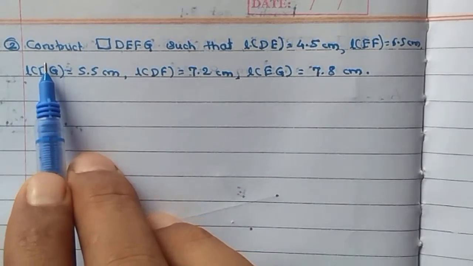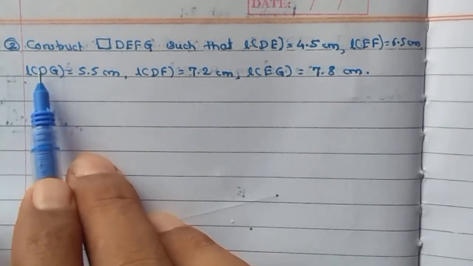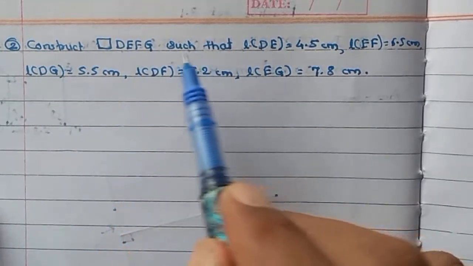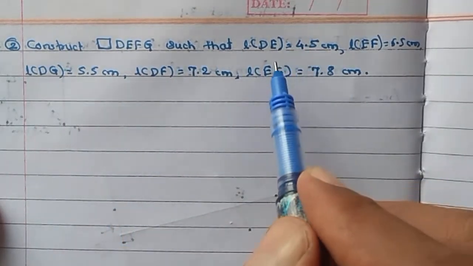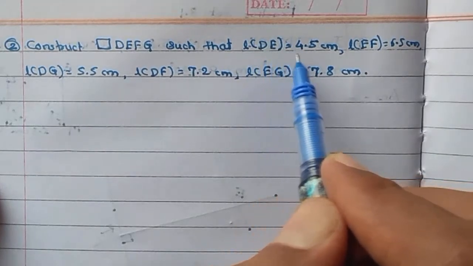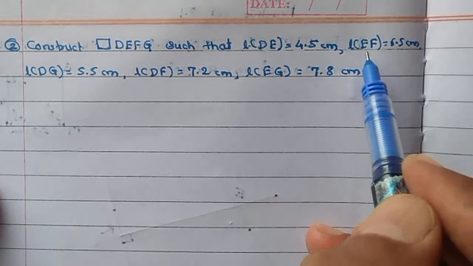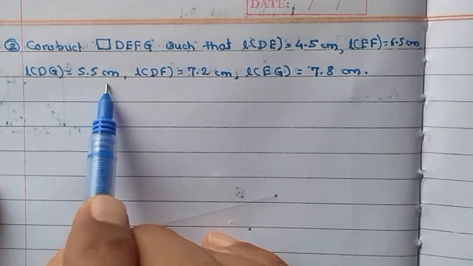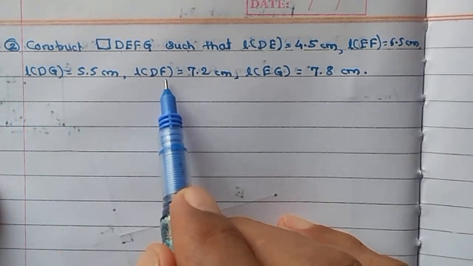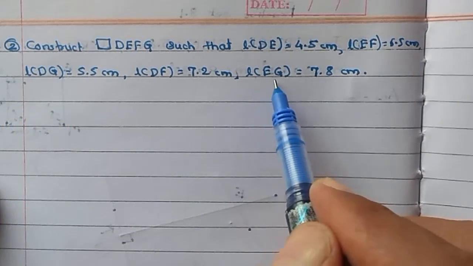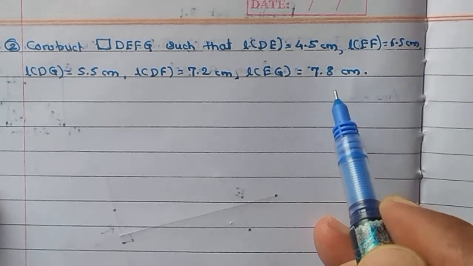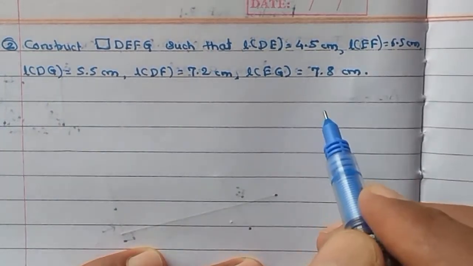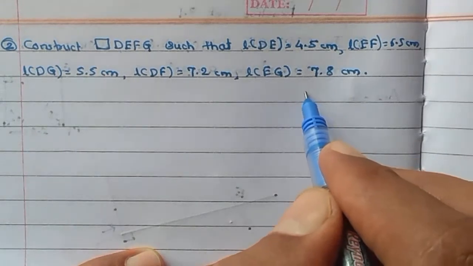Here is the second example of practice set number 8.1. Let us read the example. Construct quadrilateral DEFG such that length of DE is equal to 4.5 centimeter. Length of EF is equal to 6.5 centimeter. Length of DG is equal to 5.5 centimeter. Length of DF is equal to 7.2 centimeter. Length of EG is equal to 7.8 centimeter. If you are having the textbook, you can see it in the textbook also. Now the first step is draw the rough diagram.